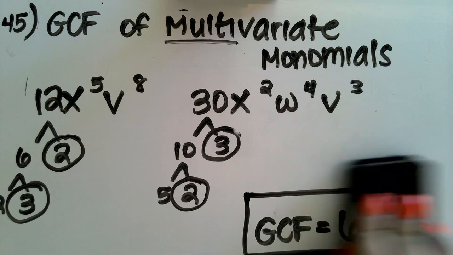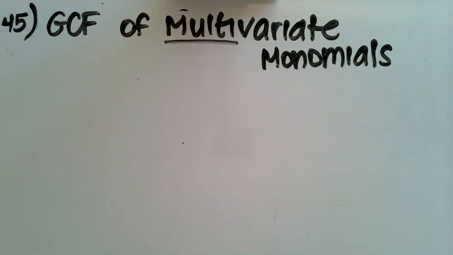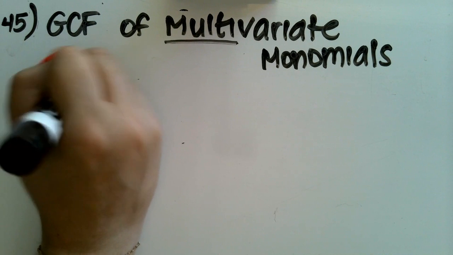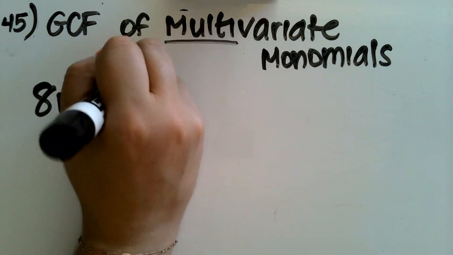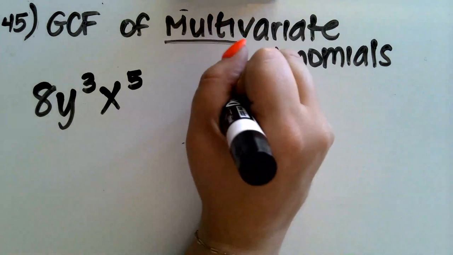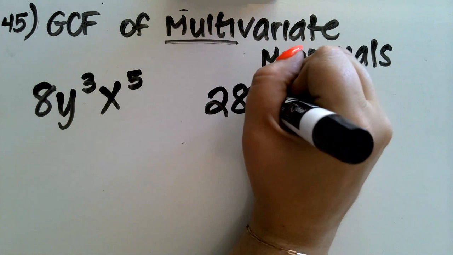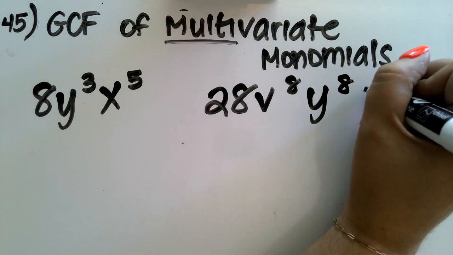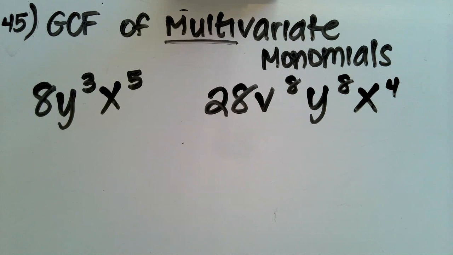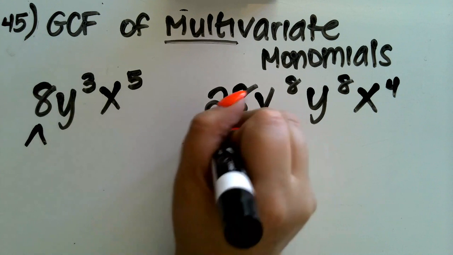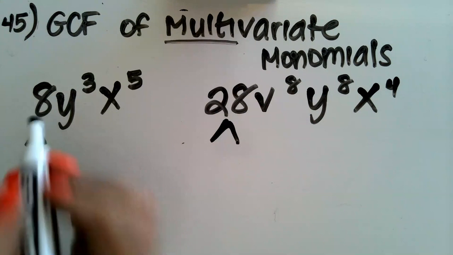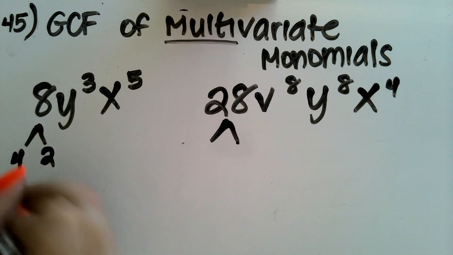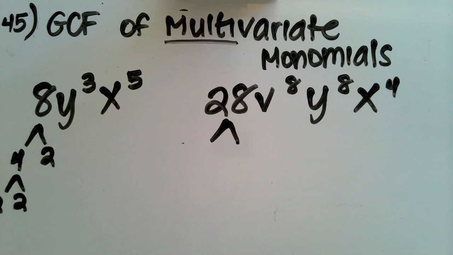Let's go ahead and do it one more time. This time, let's find the GCF of 8, y to the third, x to the fifth, and 28, v to the eighth, y to the eighth, x to the fourth. As always, let's go ahead and take those factor trees of our coefficients, starting with just 8. We know is 4 and 2. One step further, 2 and 2.